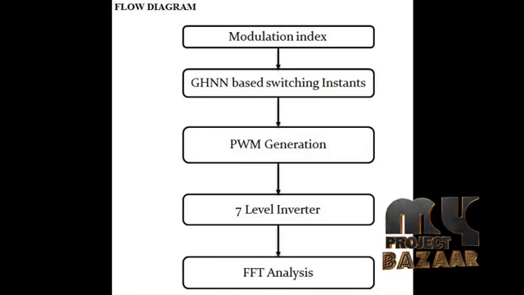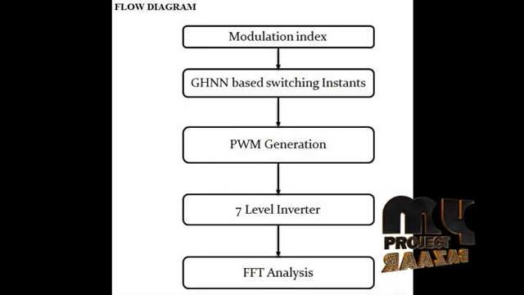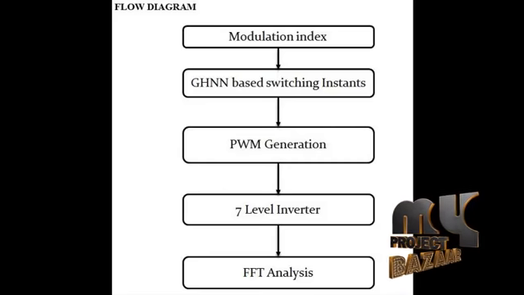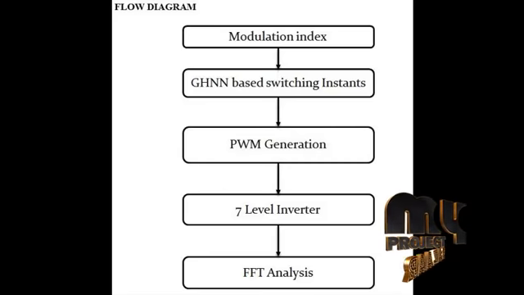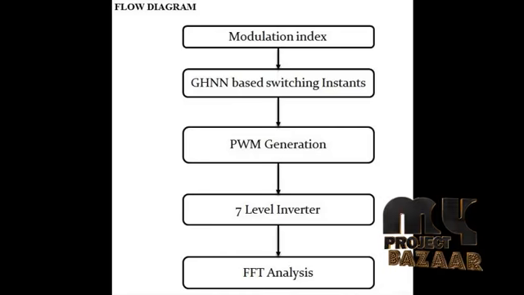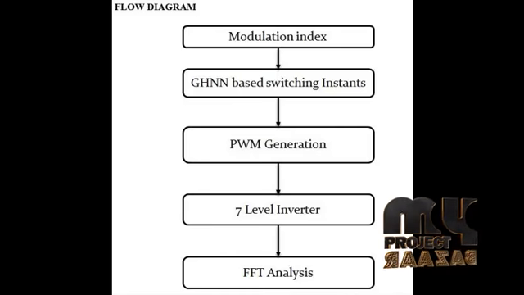Here we are using the 7-level inverter. The switching instances correspond to the elimination of harmonics 5, 7, 11, 13, while keeping the fundamental component at a high value. 5 switching instances are needed. Depending upon this condition, the 5 switching instances are generated, and these are given to the PWM generation block.